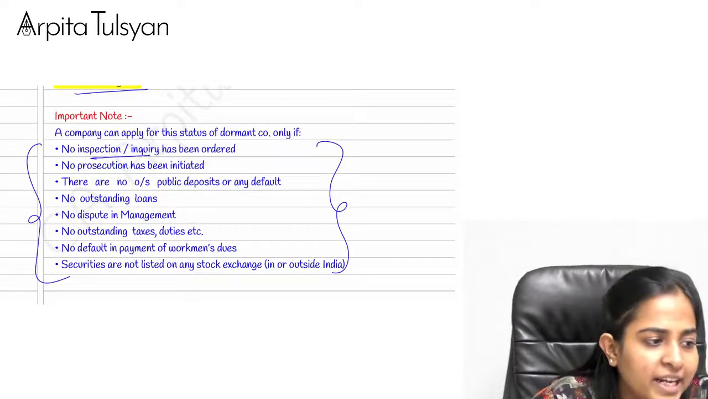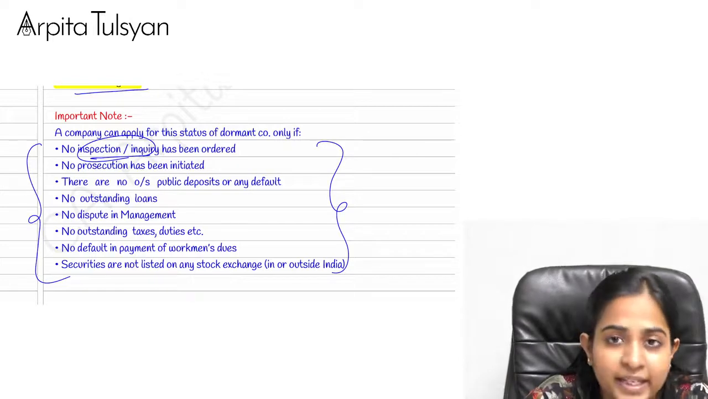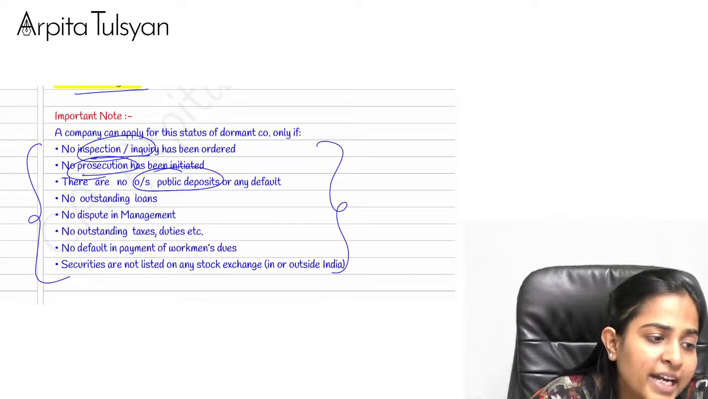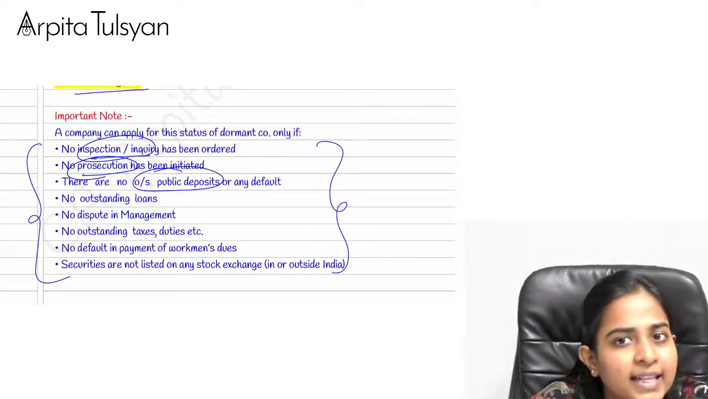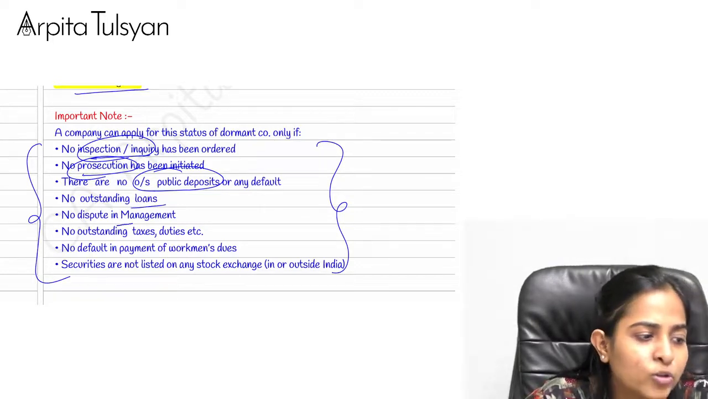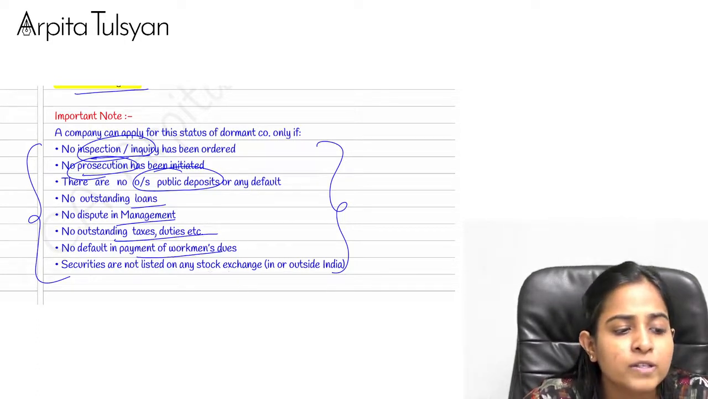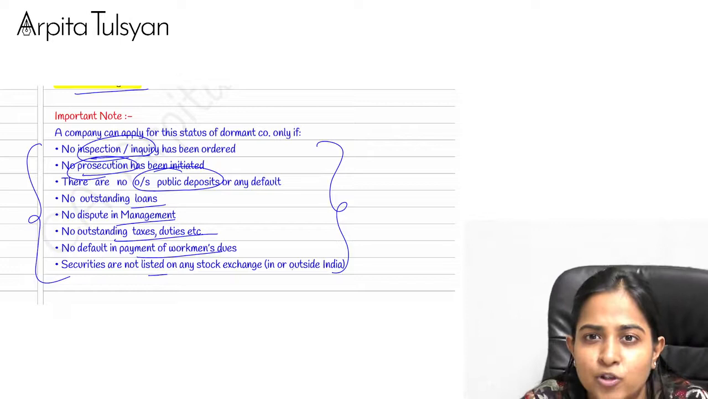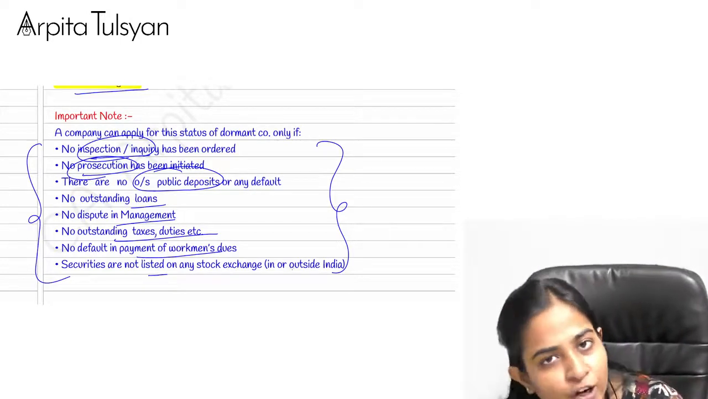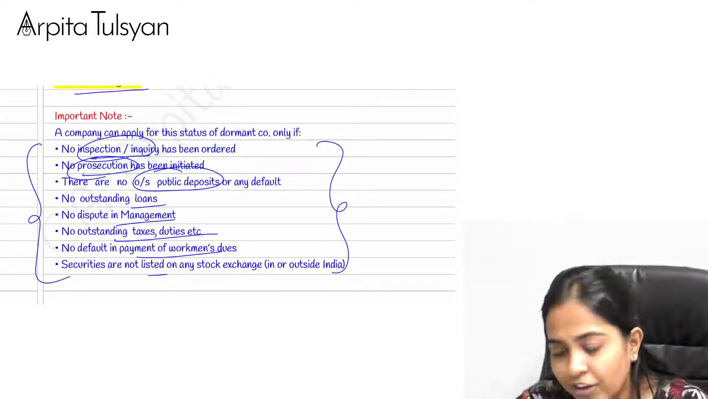Suppose if an inspection or inquiry is going on, then you cannot get the status of a dormant company. If prosecution is going on, then also no. If there are any outstanding public deposits, or if there is any default in that, then also the company cannot get the status of a dormant company. If there are outstanding loans, dispute in management, outstanding taxes, duties, default in payment of workmen dues, or if the securities are listed in any particular stock exchange, then in such cases it shows that either you are a defaulting person or you are an active person. Okay, so in that case you cannot get the status of a dormant company.